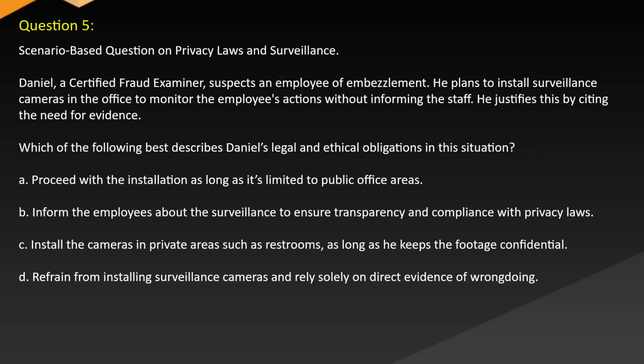Question 5. Scenario-based question on privacy laws and surveillance. Daniel, a certified fraud examiner, suspects an employee of embezzlement. He plans to install surveillance cameras in the office to monitor the employee's actions without informing the staff. He justifies this by citing the need for evidence. Which of the following best describes Daniel's legal and ethical obligations in this situation?